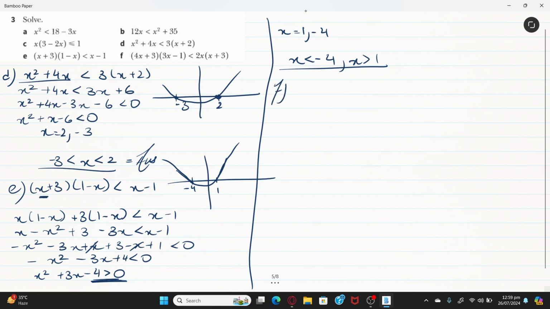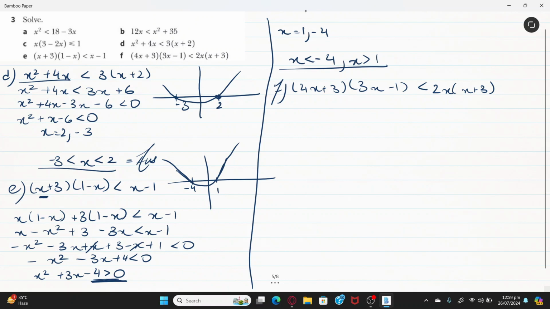Okay, for part F, let me check if this is correct or not. For part E, yes, this is correct. Okay, for part F, what we have is 4x plus 3 multiplied by 3x minus 1 is lesser than 2x multiplied by x plus 3. Again, simplify this real quick.